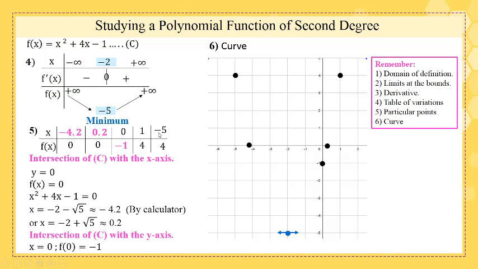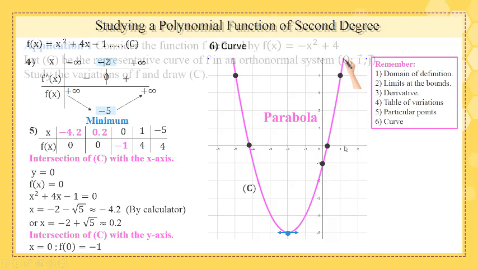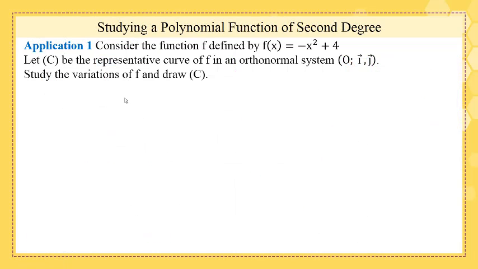Join these points together. This is the curve C and it is called a parabola. It has a U shape. Application. Please stop the video, then solve this application.